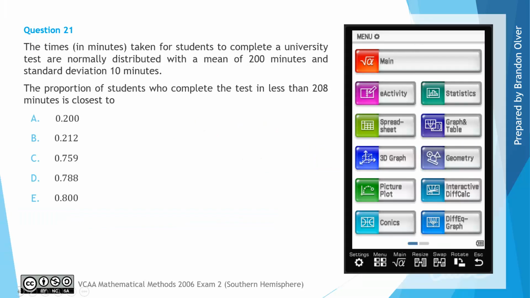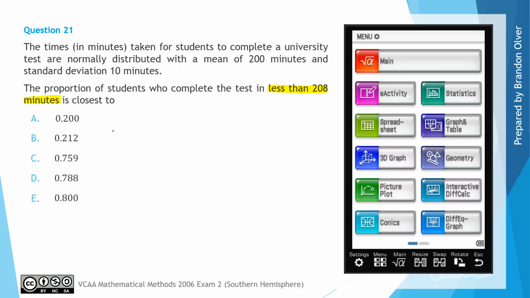So for question 21, we have the times in minutes taken for students to complete a university test are normally distributed with a mean of 200 minutes and a standard deviation of 10 minutes. The proportion of students who complete the test in less than 208 minutes is closest to.